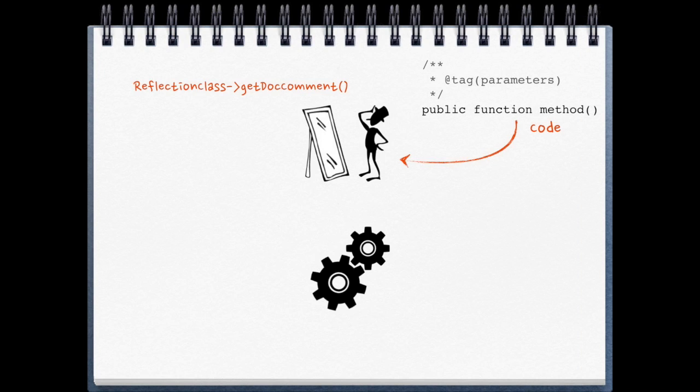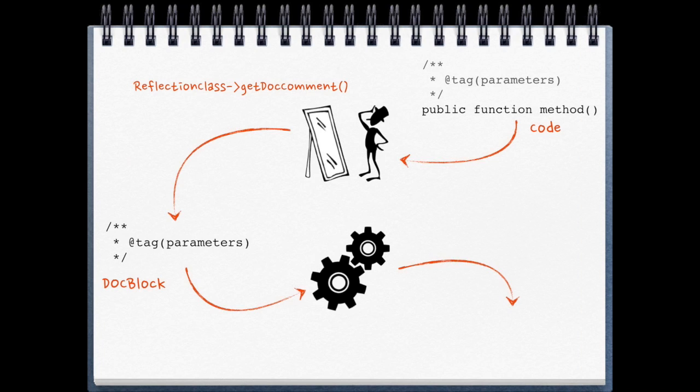So the first step is using reflection, we can read that method. We can read that doc block of that method, right? Which basically gives us the whole doc block. It's basically a dump of the string. It doesn't even remove the delimiters around it. It just gives you that whole thing. That's what PHP does. Here's the block.